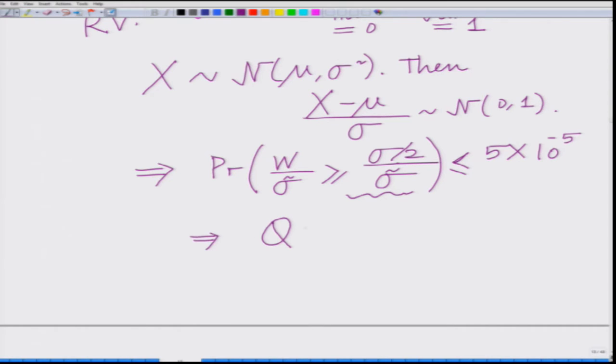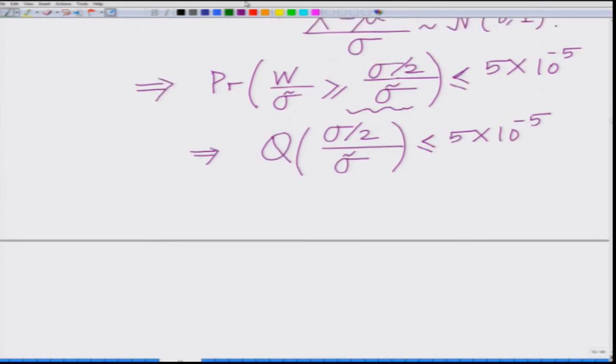So, this implies this Q of sigma by 2 divided by sigma tilde is less than or equal to 5 into 10 to the power of minus 5, where, what is the Q function? Let me define the Q function.